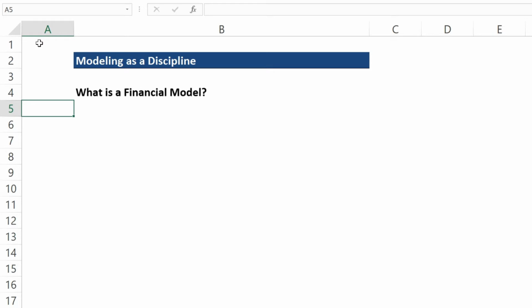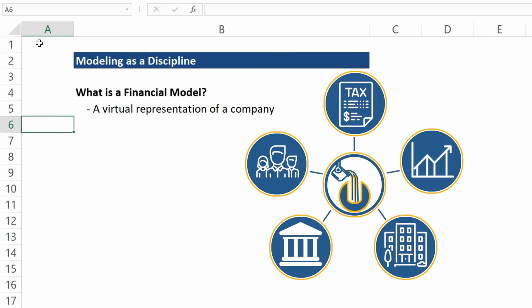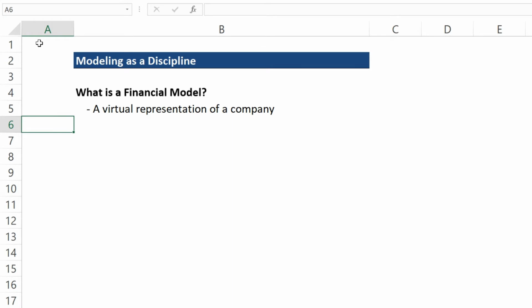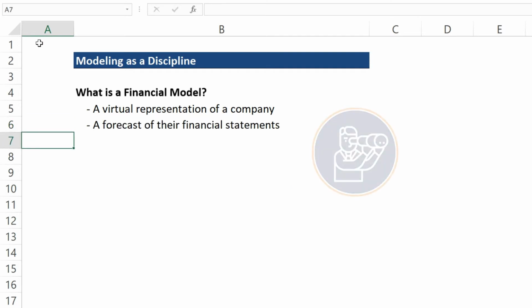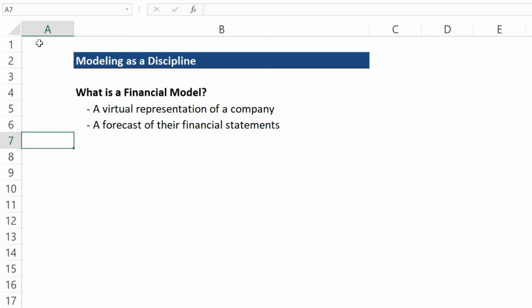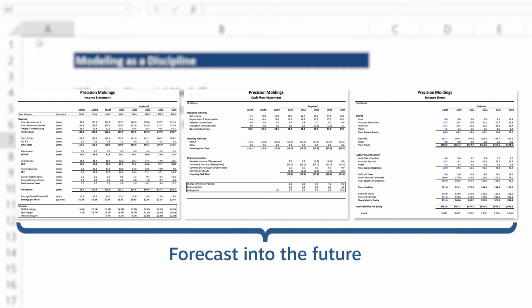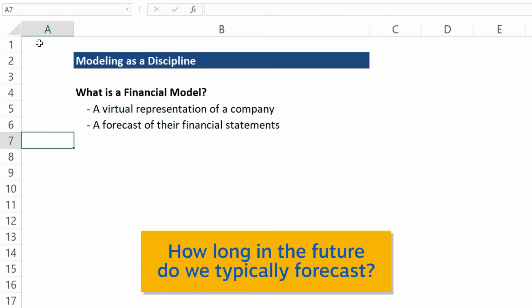And quite simply, a financial model is just a virtual representation of a company. We're trying to take a company that exists and recreate it virtually in a spreadsheet. But what we're really trying to do by recreating the company is to create a forecast. At the end of the day, a financial model is just a forecast of the company's financial statements. We're trying to take their historical income statement, their cash flow statement, and their balance sheet and forecast these statements into the future.